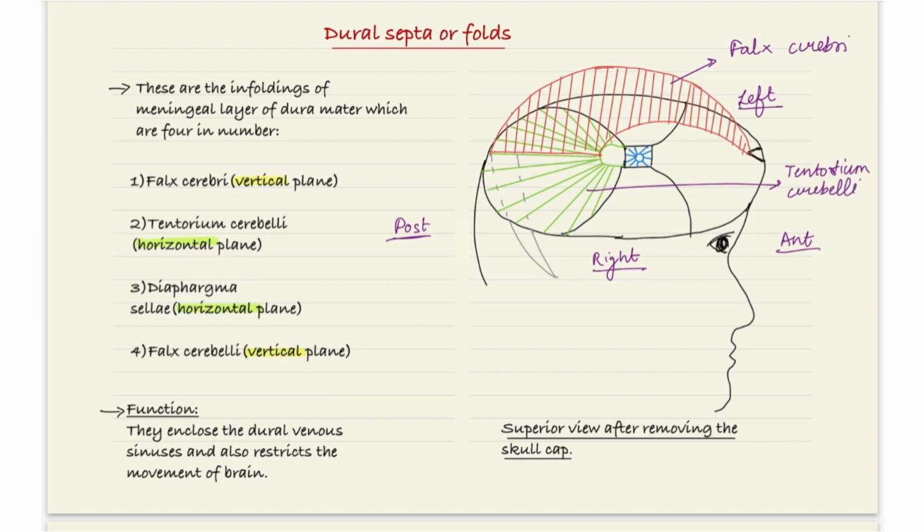It lies in the horizontal plane. The blue one is the diaphragma sellae. And this grey one is the falx cerebelli. Now we will learn each of them in detail.